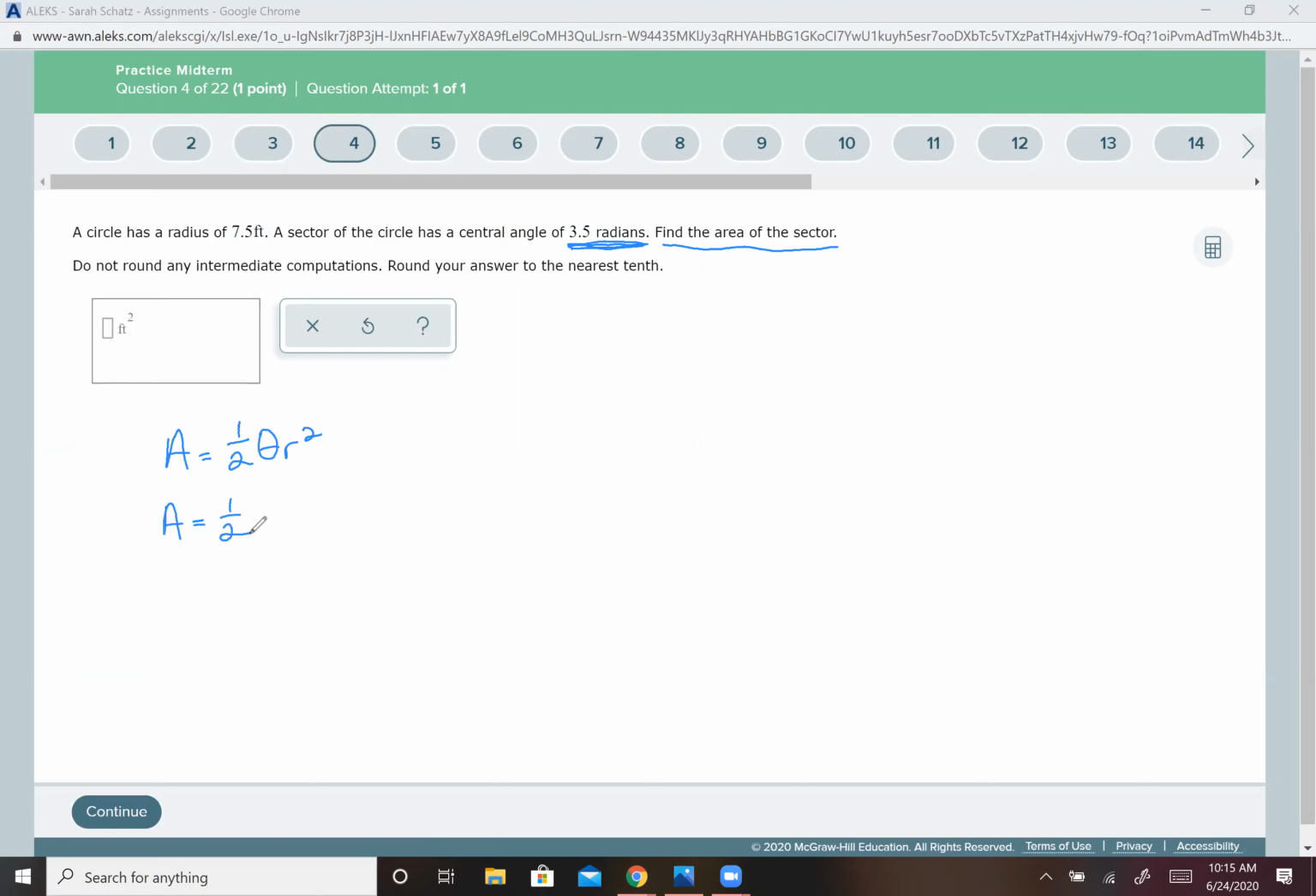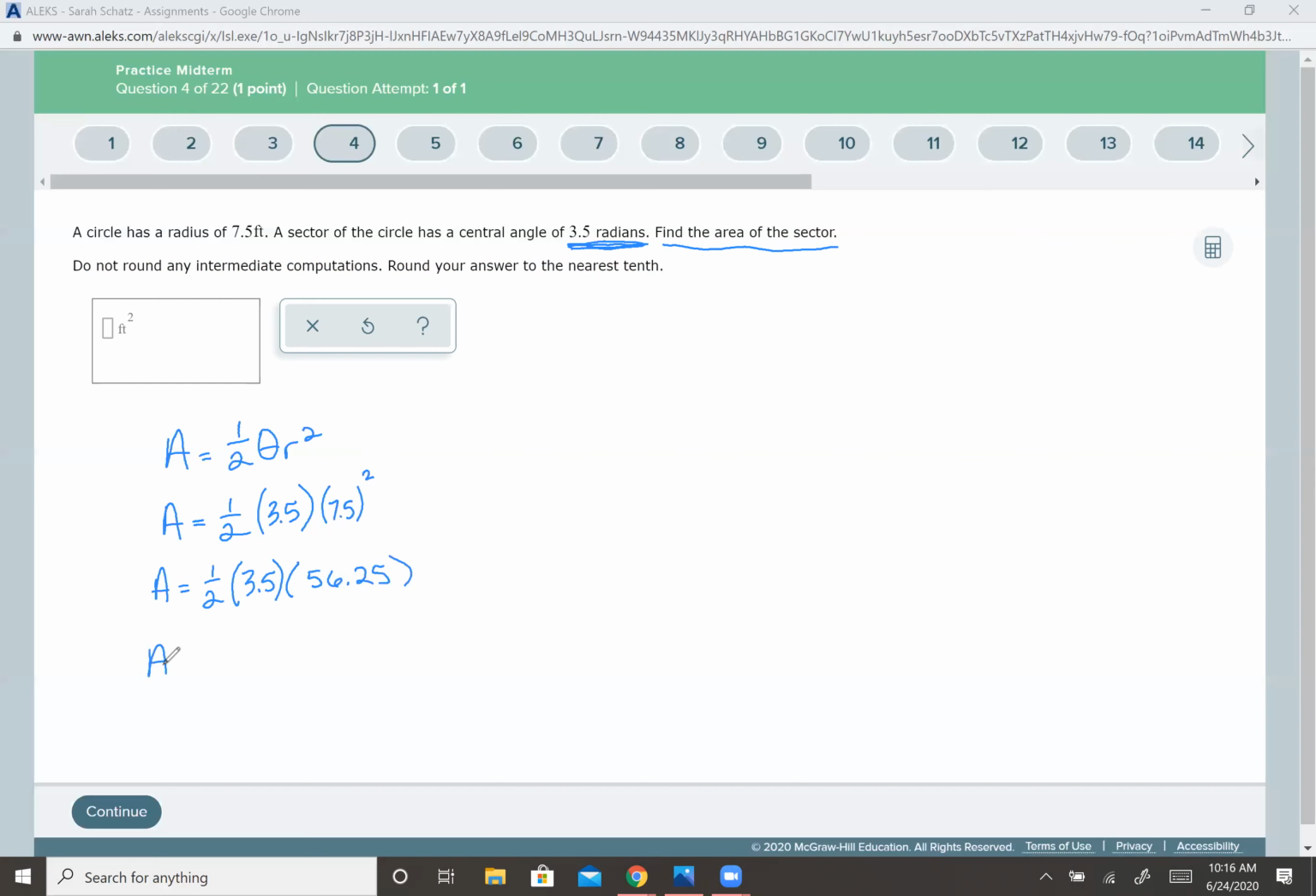So I've got 1/2 times theta, which is 3.5 radians, times the radius squared. The radius is 7.5, and I have to square that. I want you to be careful in your work on this one, because you do need to square that 7.5 before you do anything else with it. So I'm going to go ahead and square that so we don't forget to square it later. I have 1/2 times 3.5, and I squared 7.5 and got 56.25.